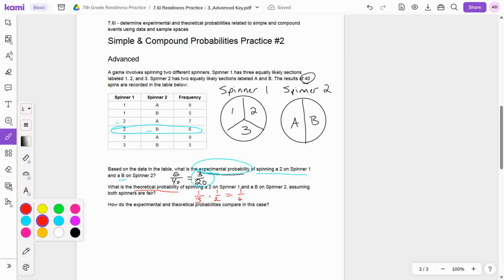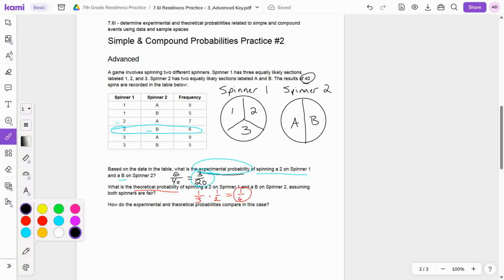So 1/6 is our theoretical probability, which is obviously slightly different than the 3/20. And that's just because it's just different. Theoretical doesn't always match the experimental. And so how do the experimental and the theoretical probabilities compare in this case? Okay, so let's do a little comparison here.